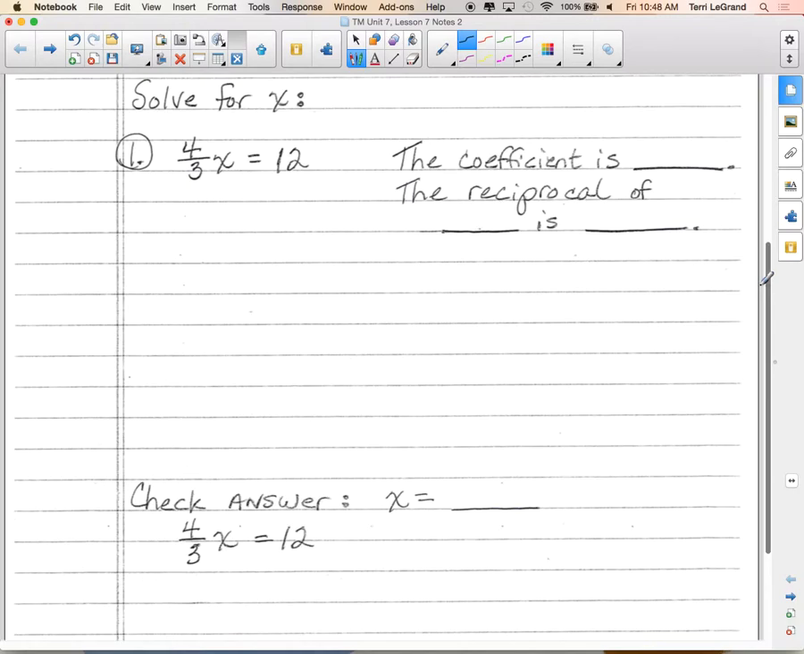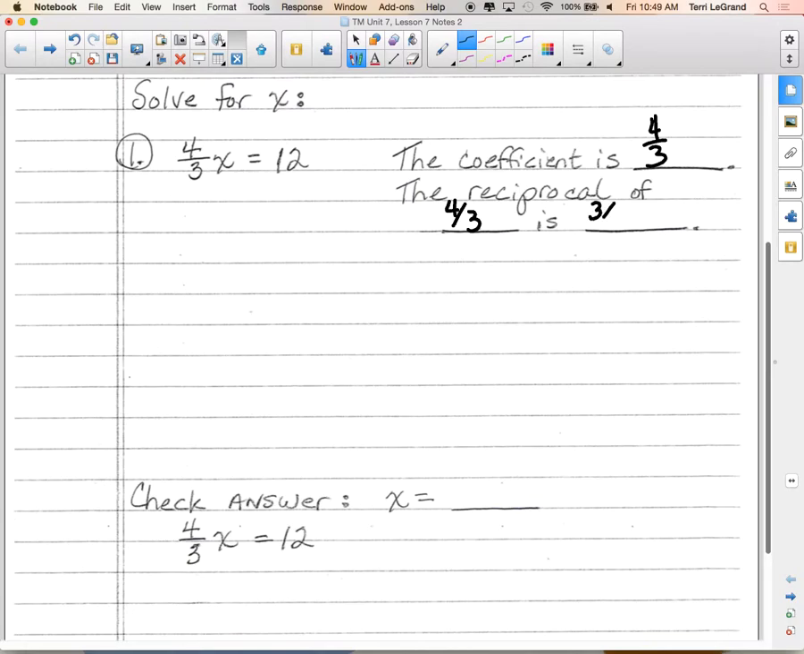Okay, now who wants to share? Come on. 4/3, yeah. X is being multiplied by 4/3. That's the coefficient. So now, if we are going to solve this, we need to multiply by its reciprocal. So we're going to fill in these blanks and say, well, the reciprocal of 4/3 is what? What is it, class? 3/4.